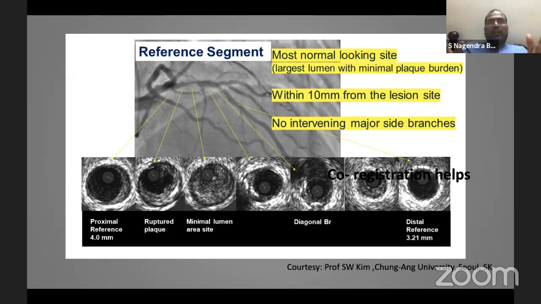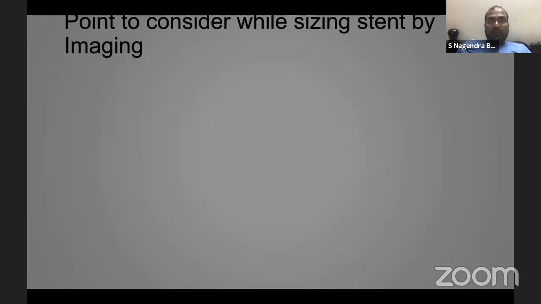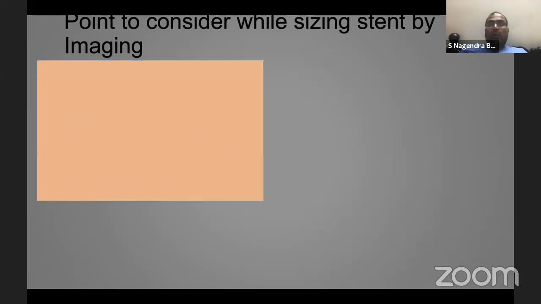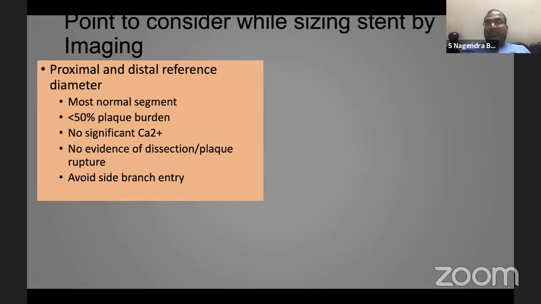It should be within 10 millimeter. That's it. There should not be any major intervening side branches. If there is going to be a big branch coming here, you will go either above the branch or below the branch. Ensure that you are not stopping at the level of the branch, because it will create significant difficulty in recrossing the branches. So these are the points I would emphasize while selecting a stent based on imaging. We should image the stent from most normal segment to most normal segment.